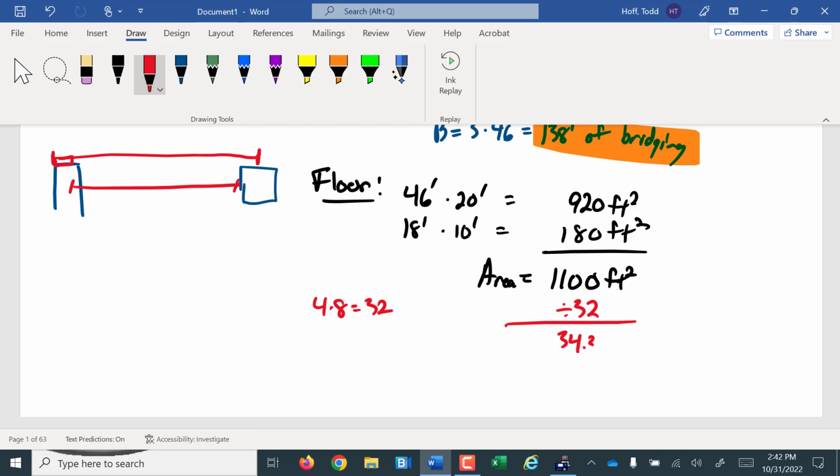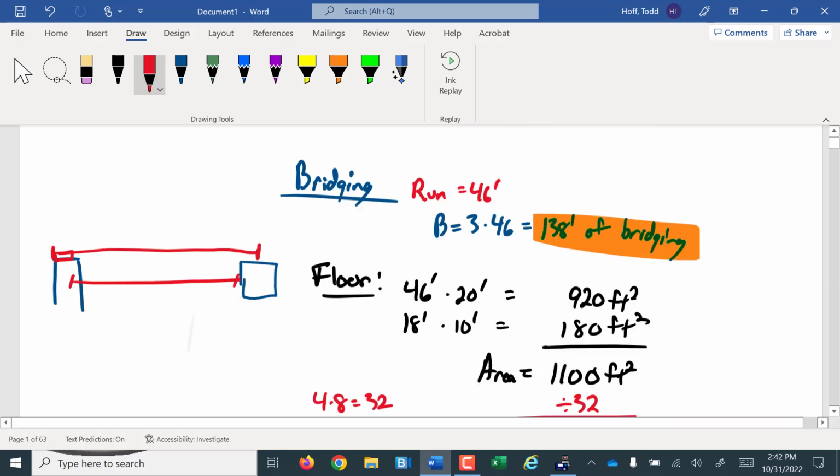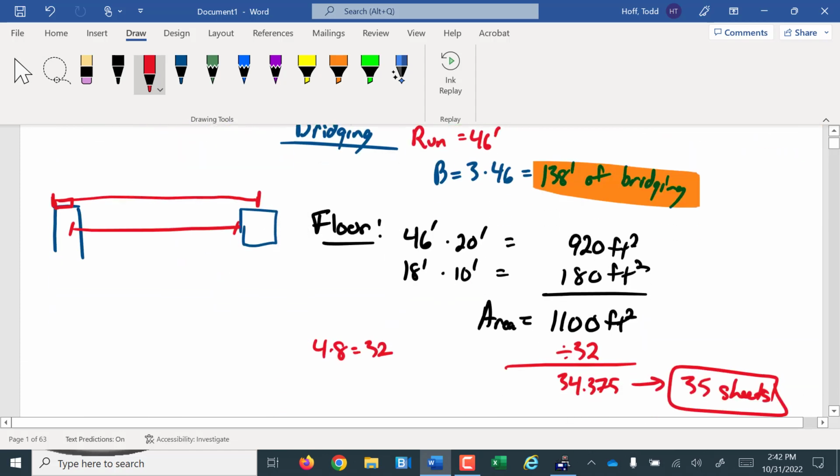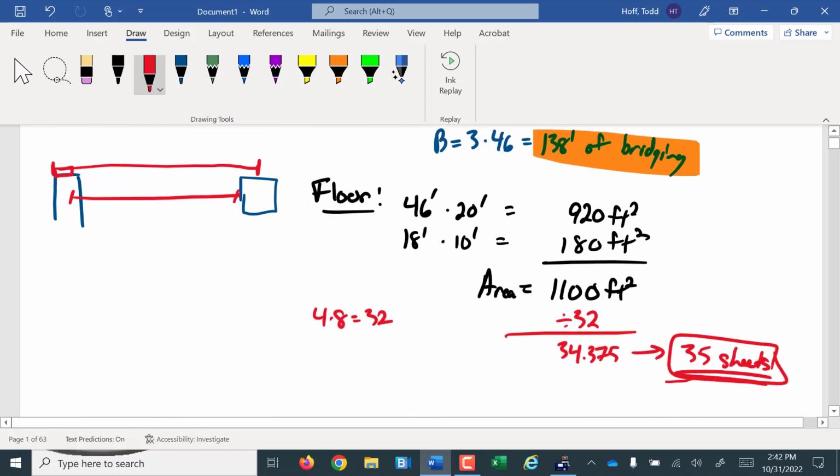34.375. So we would round that up to 35 sheets. Now we know that that's not realistic because tongue and groove sheets, you can't just flip around and reuse them in whatever position. Like I said, for what we're doing, that would be the correct answer.